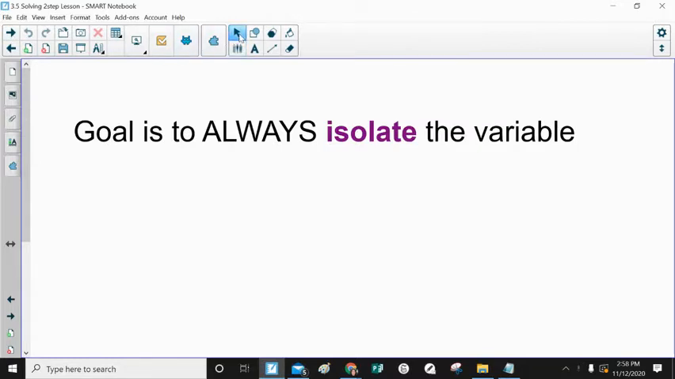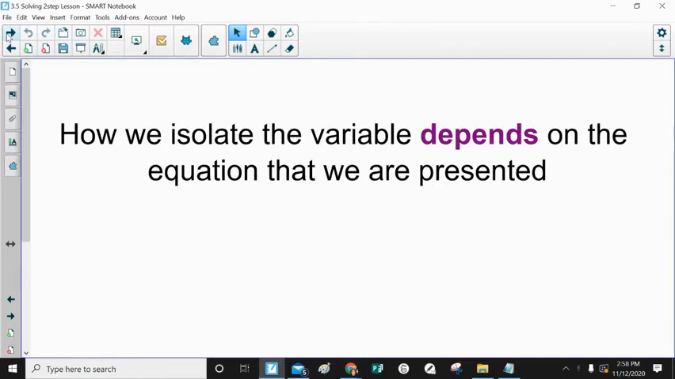So when we're talking about solving equations, our whole goal is always to isolate our variable on one side of the equation. It doesn't matter if it's isolated on the left or on the right. The whole point is to get the variable by itself and to make sure it's positive. How we isolate the variable depends on the equation that we're presented with.